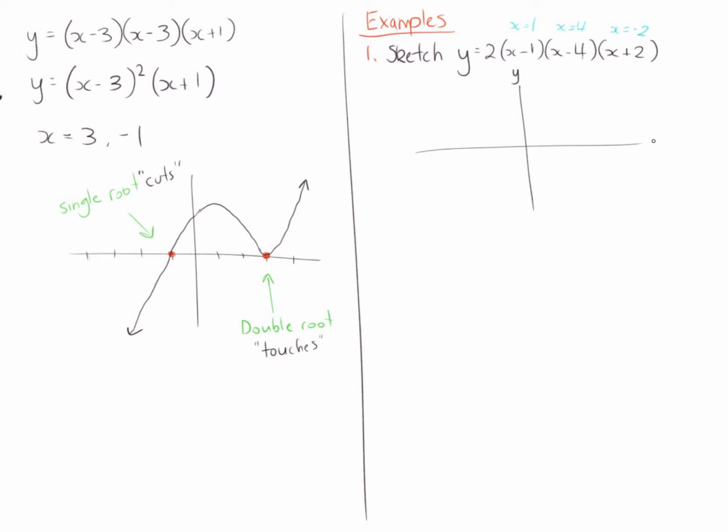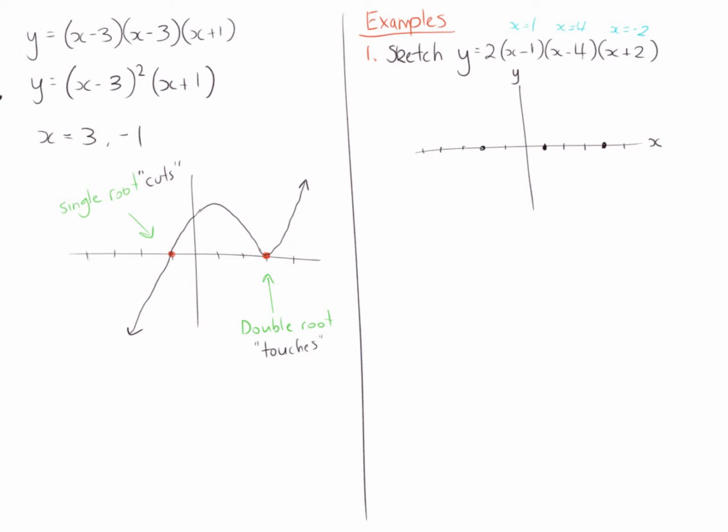Remember, when we're sketching, we just need to get the basic shape and the key points of our graph. It doesn't have to be super detailed. So setting up a scale just on our x-axis. Alright, let's mark down those three x-intercepts. X equals 1, x equals 4, and x equals -2.